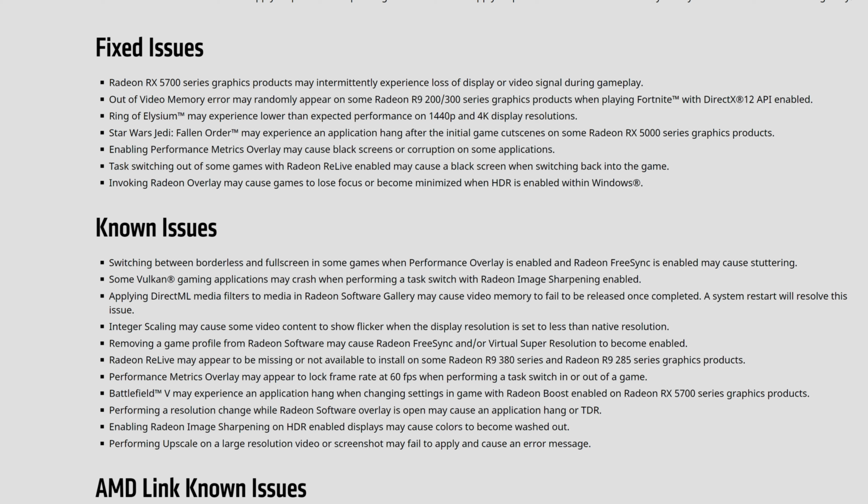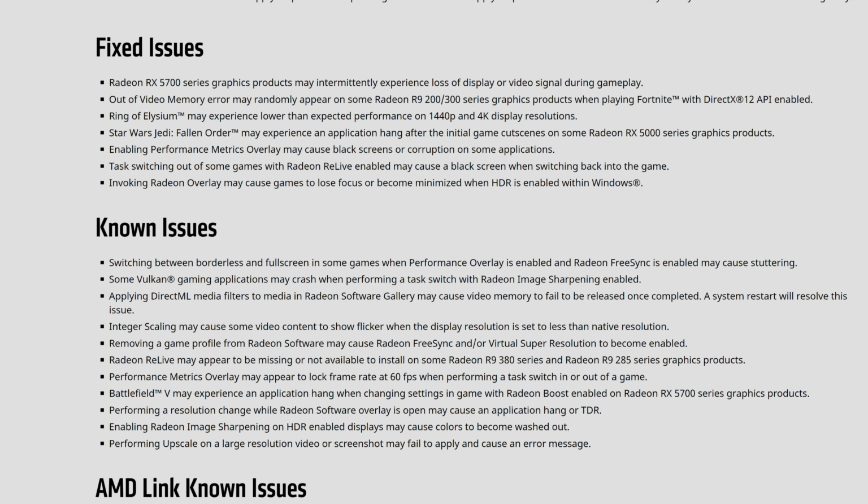Saw some experience with losing some screen display. That should hopefully be fixed, along with the memory error randomly on the R9 200 and 300 series, and playing Fortnite with the API enabled, as well as Ring of Elysium and the experience of the 2K to 4K resolution performance issues. Star Wars Jedi: Fallen Order also got an experience after a hang up of the installation of the cutscenes with the 5000 series.